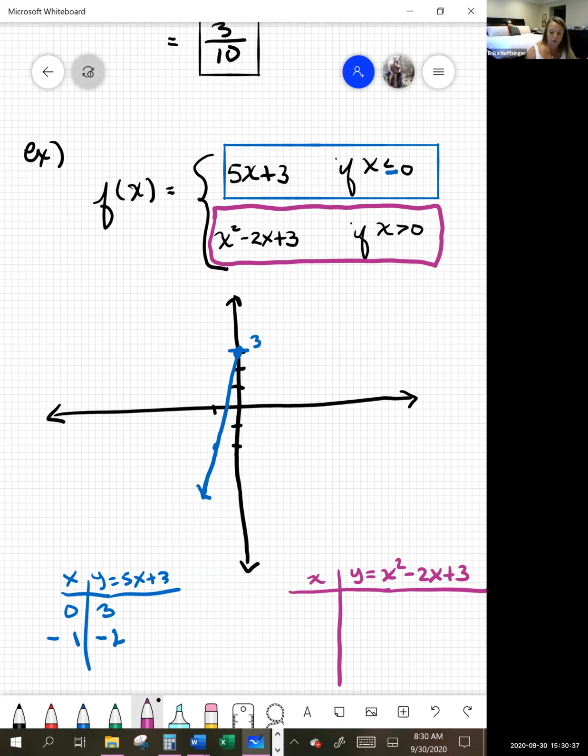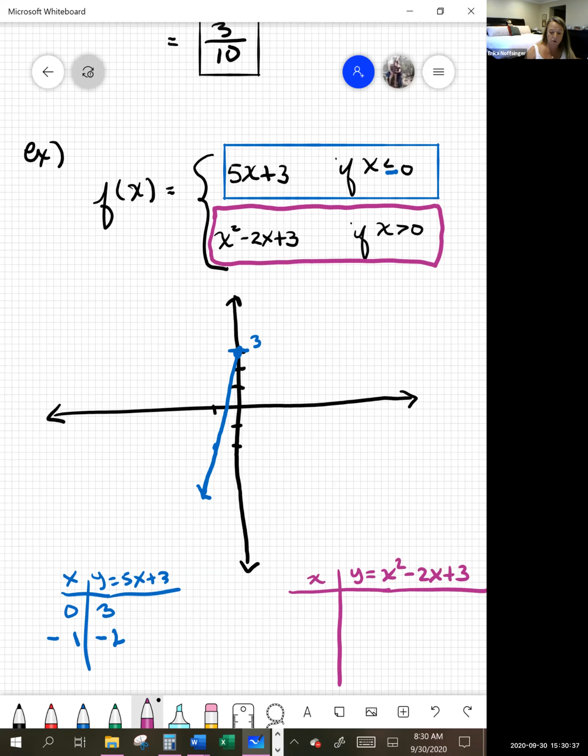Okay, so I noticed this dips down, and I know that my parabola has to face upward, so it's probably going to turn around. Let me just do one more point. If I plug in 2 in there, we get 4 minus 4 is 0, so (2, 3) is also a point. Okay, so we've got the graph.